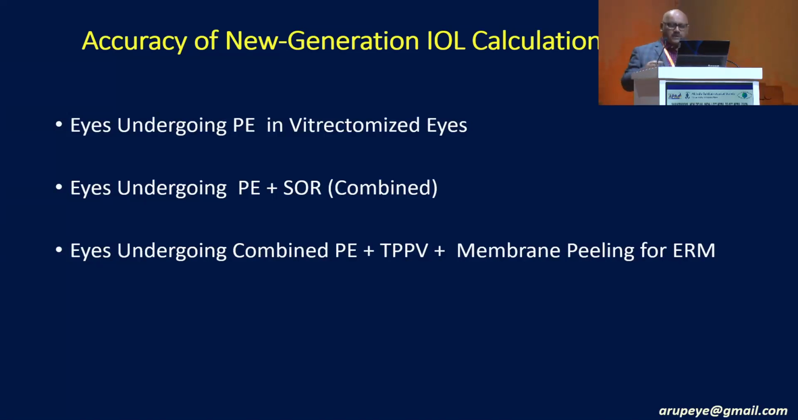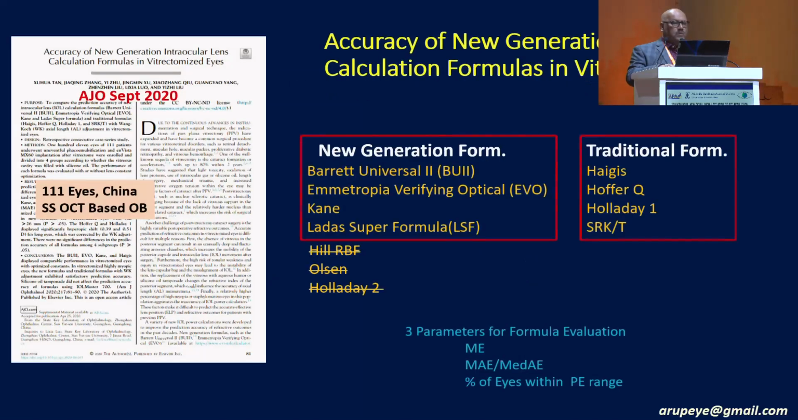Now, as regards the newer formulas, which is most ideal? There are different scenarios: when you do cataract surgery in a vitrectomized eye, or cataract surgery in a vitrectomized eye with silicone oil retention, and then the situations where you do combined phaco with vitrectomy and membrane peeling, etc. So what are the new formulas?